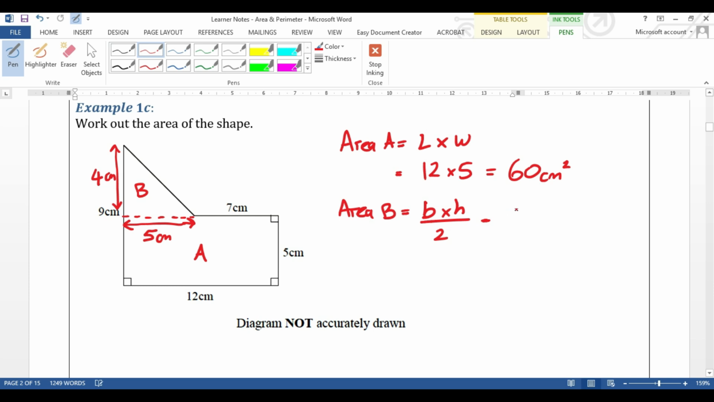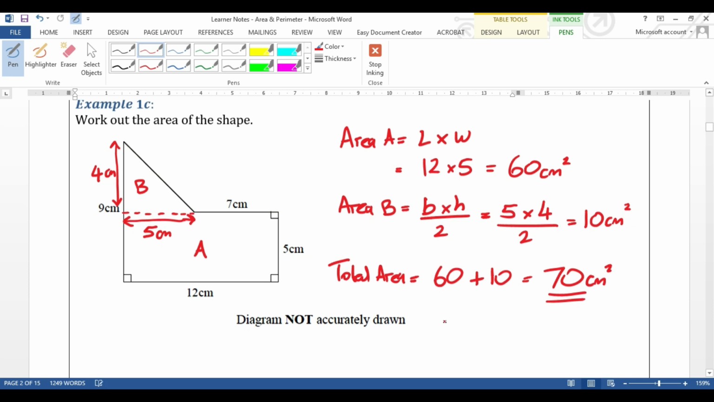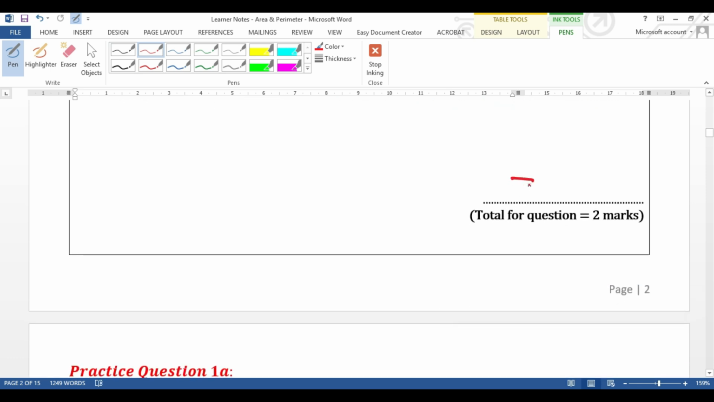So now we can do 5 times by 4 and halve it. That gives me 20 divided by 2, which is 10 centimeters squared. So total area, 60 plus the 10 gives me 70 centimeters squared. Yep, and there's your answer. Put it on the dotted line.